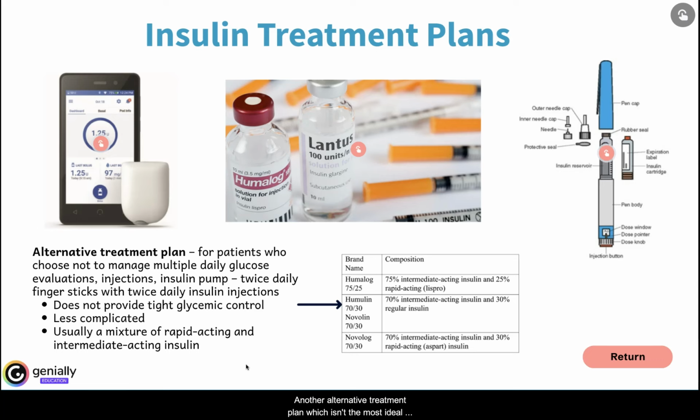Another alternative treatment plan, which isn't the most ideal, is for patients who choose not to manage multiple daily dose glucose evaluations. These are patients who say, okay, I don't want to check my blood sugar all throughout the day, 4 times a day, and then give myself the insulin. I just don't have time for that, right? Then they have these different combination medications that they can take. It does not provide tight glycemic control, obviously, because you're not checking your blood sugar and then giving yourself the insulin like that. You're just taking some insulin every day. It's less complicated, and usually a mixture of rapid acting and intermediate acting insulin. And if you see here, these are some examples of the different types.